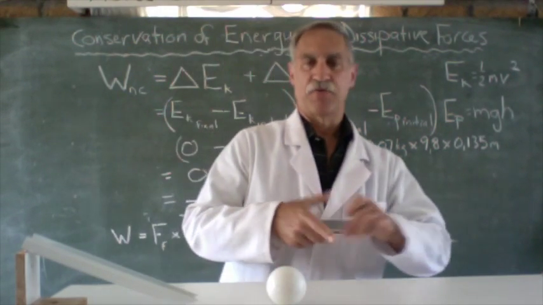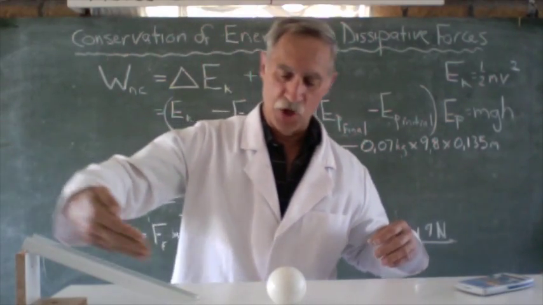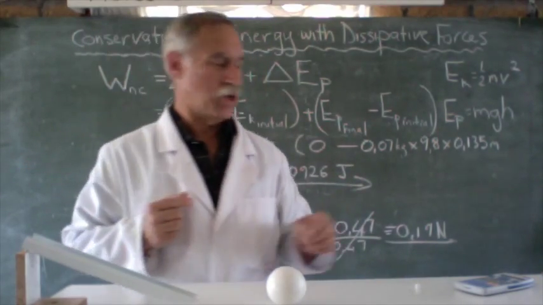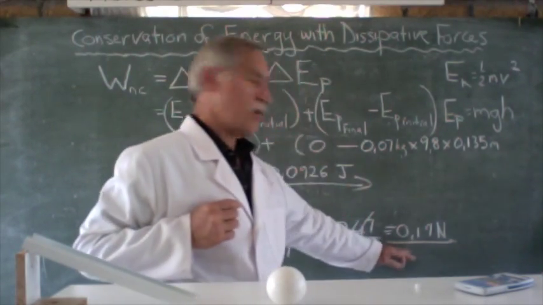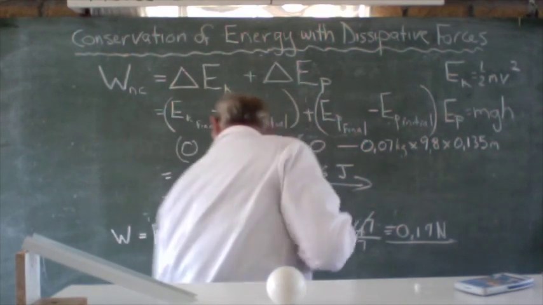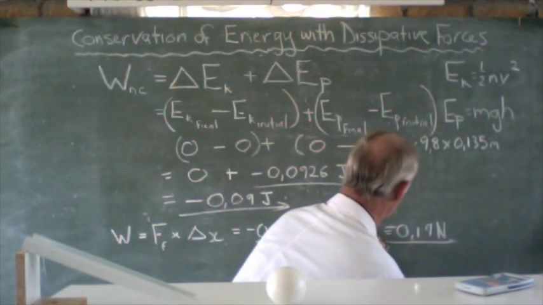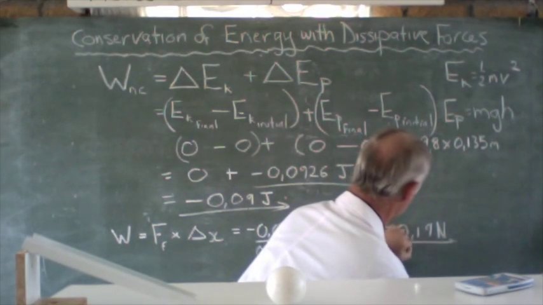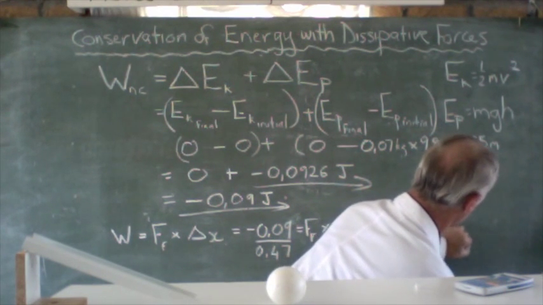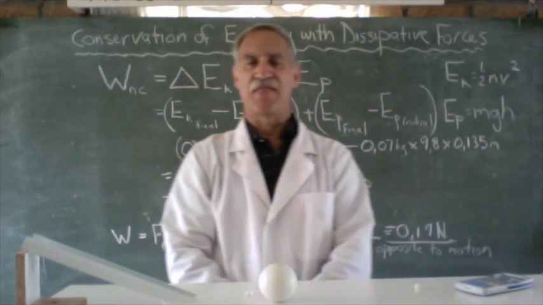So what does the negative force mean? The direction of motion is like this. Frictional force was opposed to motion. So when we talk about our answer, we explain this negative by saying opposite to motion. That is the direction, opposite to motion, and there we have it.